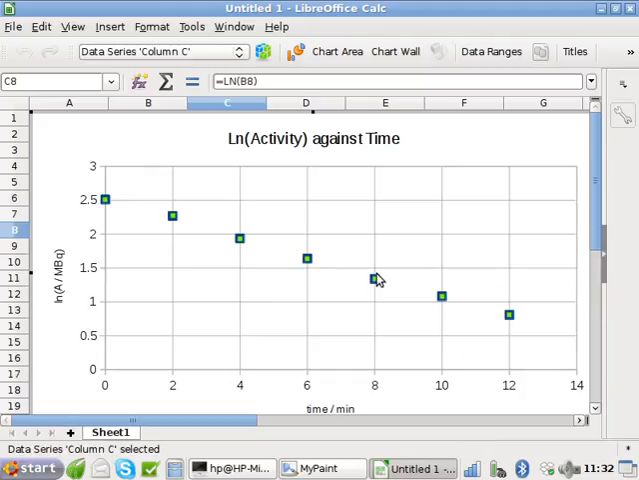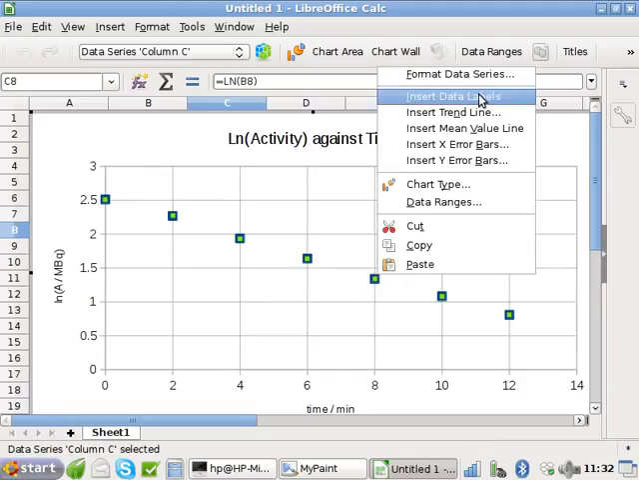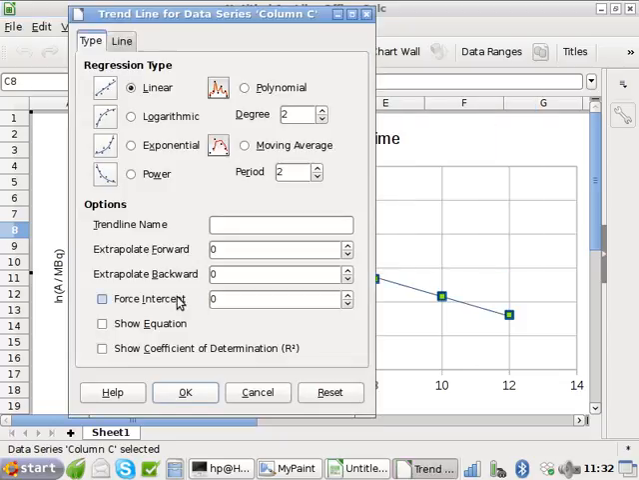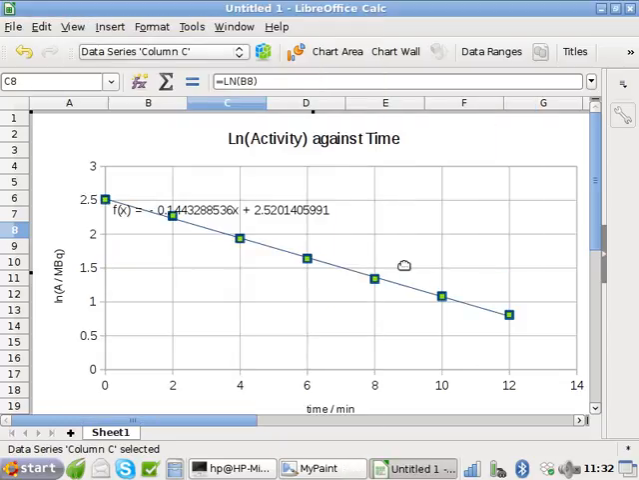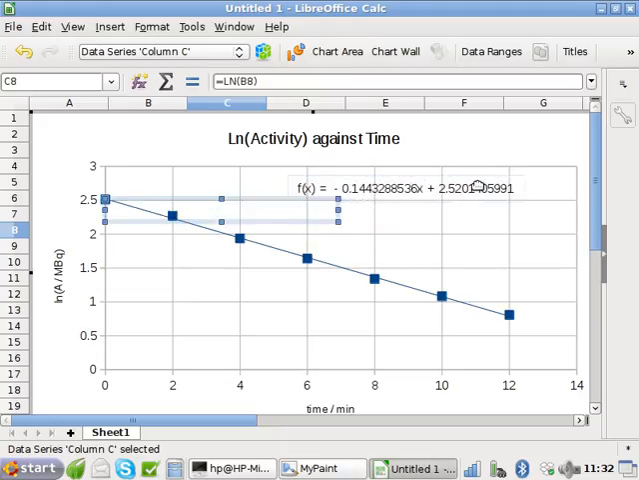Nice graph? Oh yeah, sure is. Insert the trend line with the equation. No need for a messy graph paper for me. What's the decay constant? Do you remember how to get the decay constant from the graph? The slope. It's the slope.